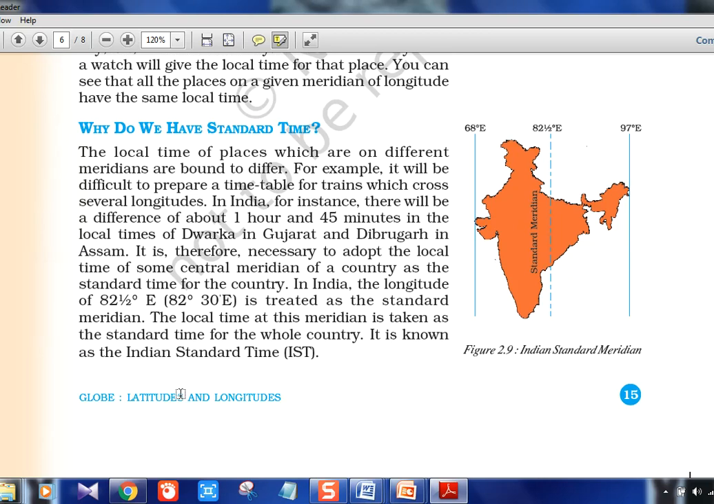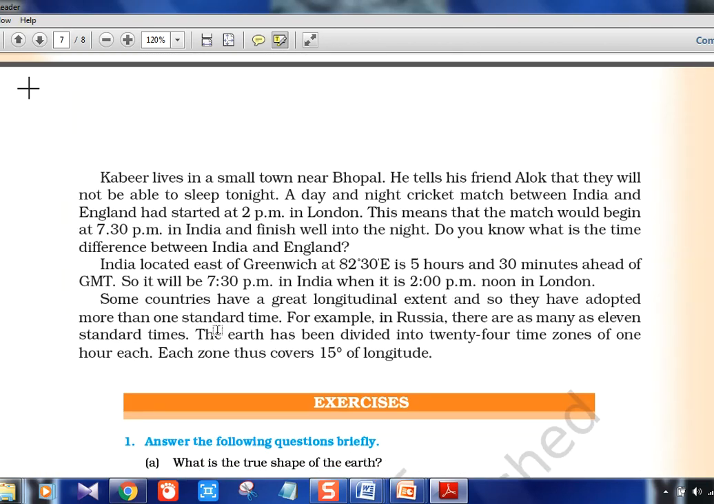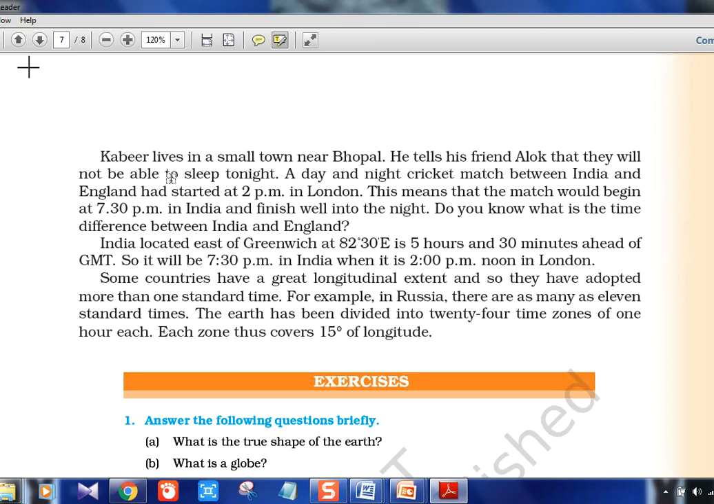This is the Indian Standard Time, and 68 degrees east is where Gujarat is, and about 97 degrees for the east. It's not exact, a few minutes will be there, but approximately it is like this. India has chosen only this, but there has been a debate to have another timeline somewhere here, between Dwarka in Gujarat and Dibrugarh in Assam. 82.5 is the standard time. India is located east of Greenwich, 82.5, 5.5 hours ahead of GMT. So when it is 7:30 in India, it is 2 p.m. noon in London, a 5.5 hours difference.